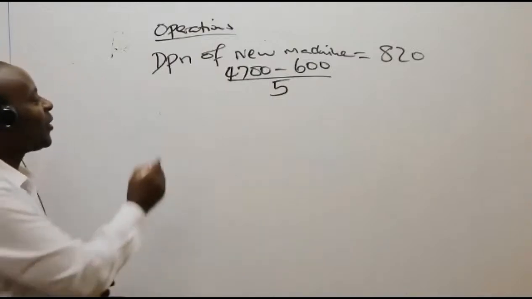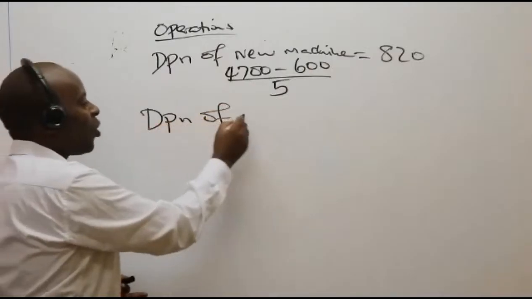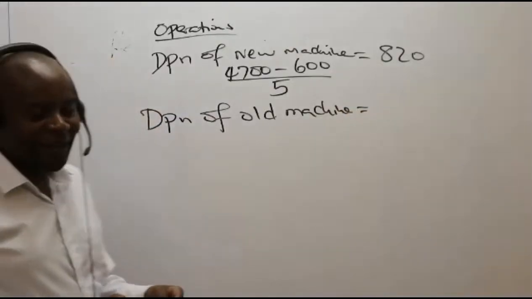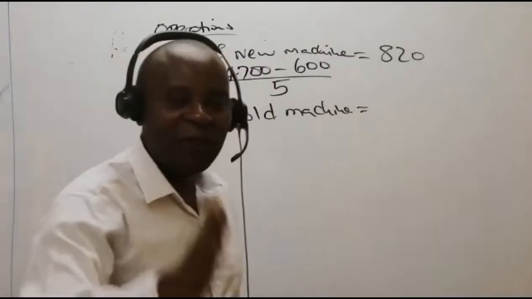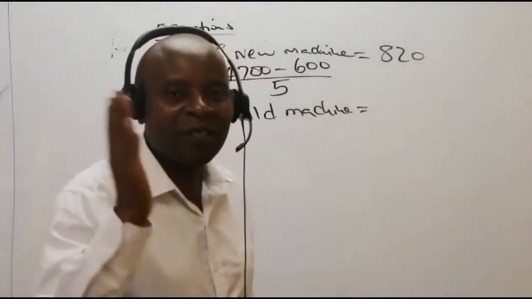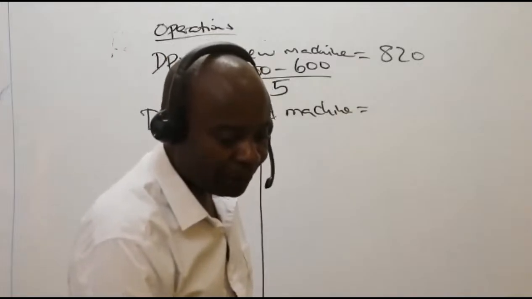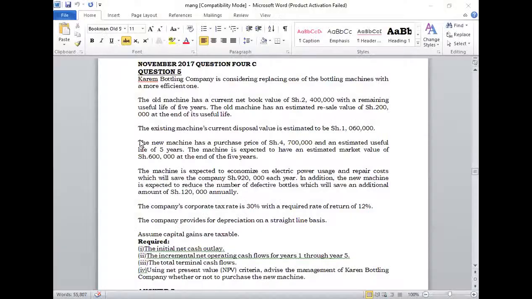How about depreciation of the old machine? Do the same. Look for the initial cost. Look for its scrap value. You divide by the number of years. So, ladies and gentlemen, what do we have here? We have the old machine. The old machine has a net book value of 2.4 million with a remaining useful life of 5 years. The old machine has an estimated resale value of 200,000 at the end of its useful life.